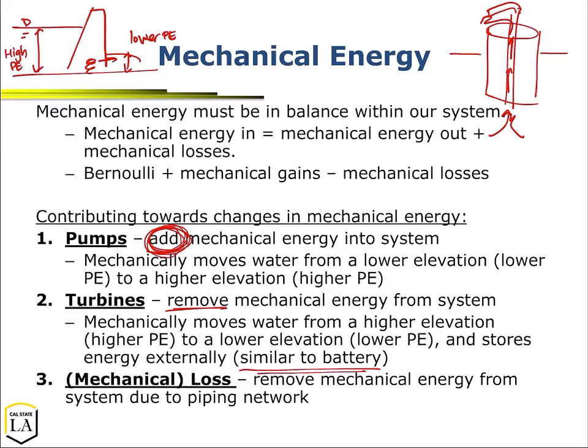Okay, the last change to our mechanical energy is just mechanical loss, which is removal of mechanical energy from the system due to the piping network. And this can be because of very rough old pipes causing a lot of friction, or it can be from a lot of bends, turns, filters, things like that that do cause losses along the way.